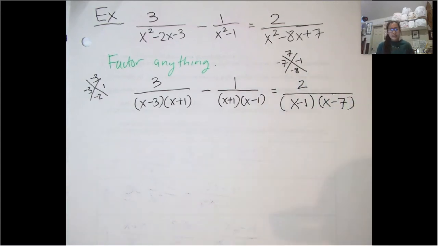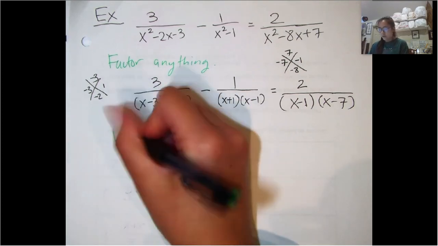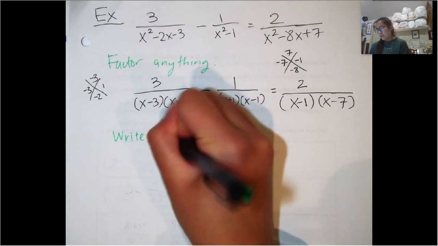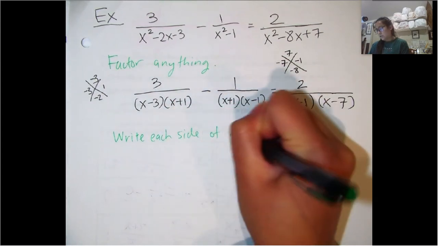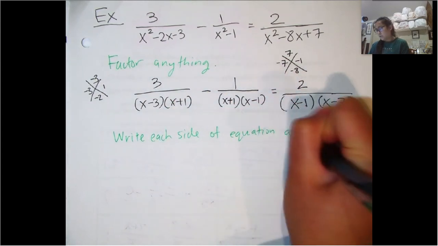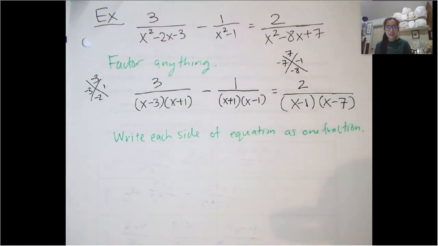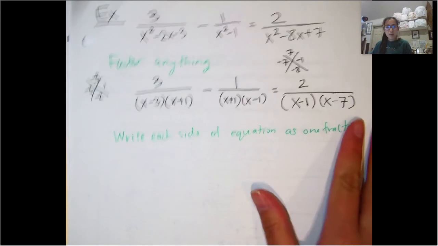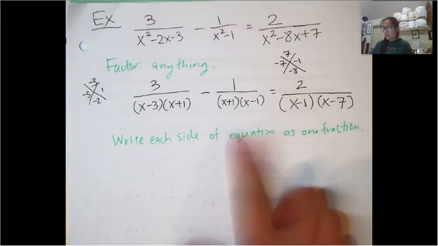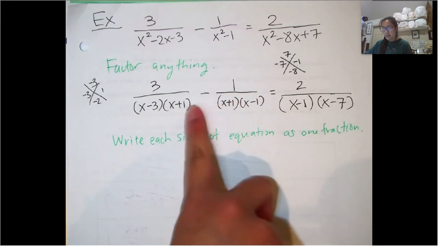Like I said in the previous videos, you want to always combine fractions, using the simplifying methods you were taught before, so that there's one fraction on each side of the equation. So we're going to write each side of the equation as one fraction. As you can see here, the right side of the equation already is one fraction, so we'll just combine these two.